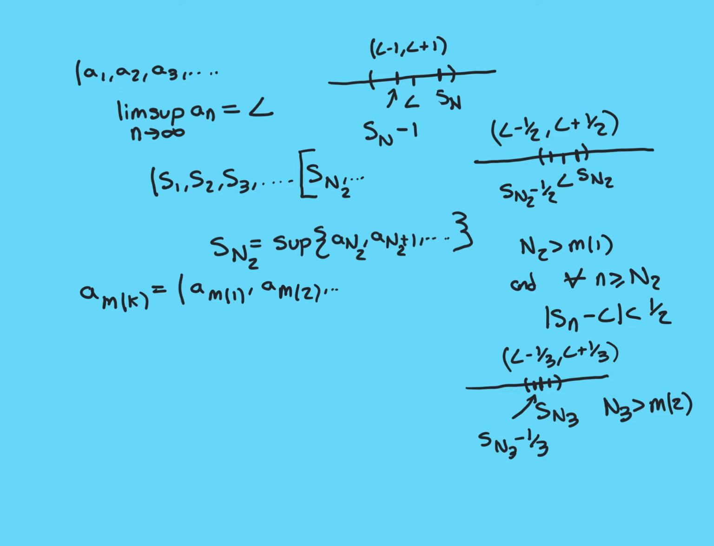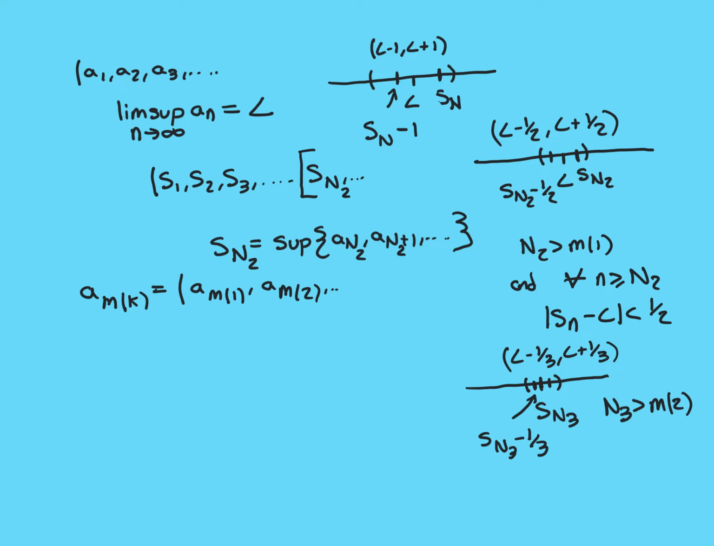And again, I'm guaranteed that it will be further along in the original sequence than this one because it's been chosen from a set of terms in the sequence that are all beyond that, because I've got this here. And then this continues on. For the fourth one, I'll have an interval of radius a quarter around L. For the fifth one, I'll have a radius of a fifth around L. And you go on making the radius smaller and smaller as you go along.